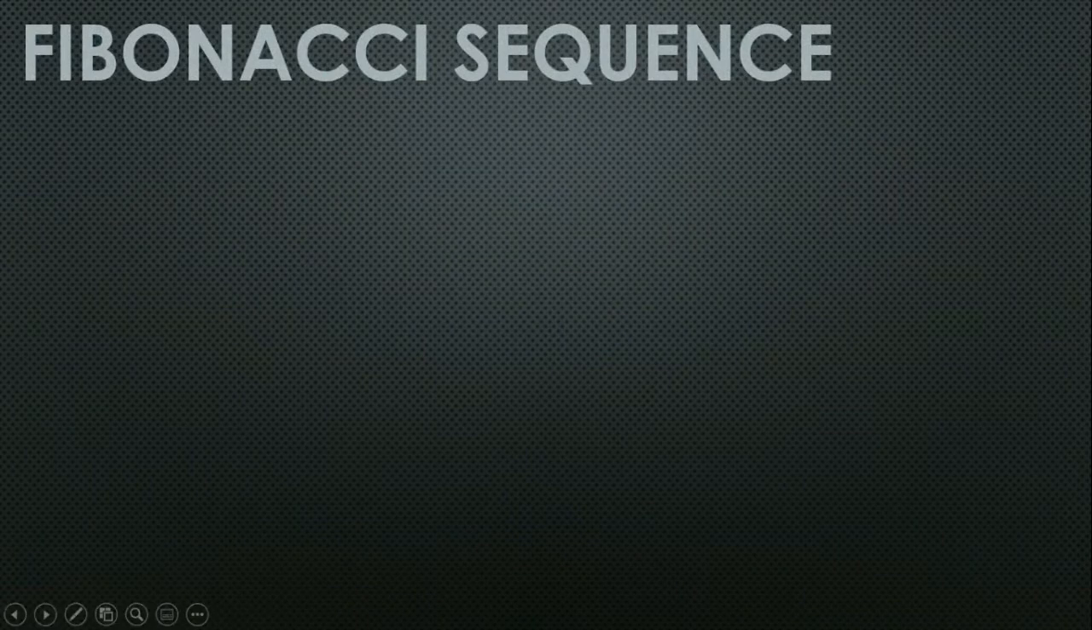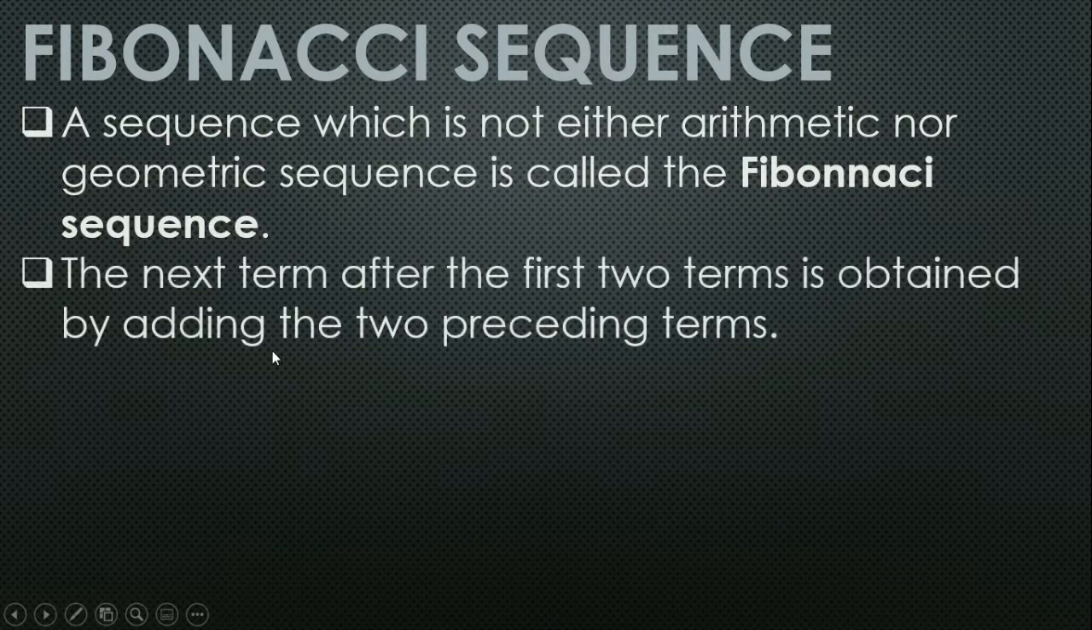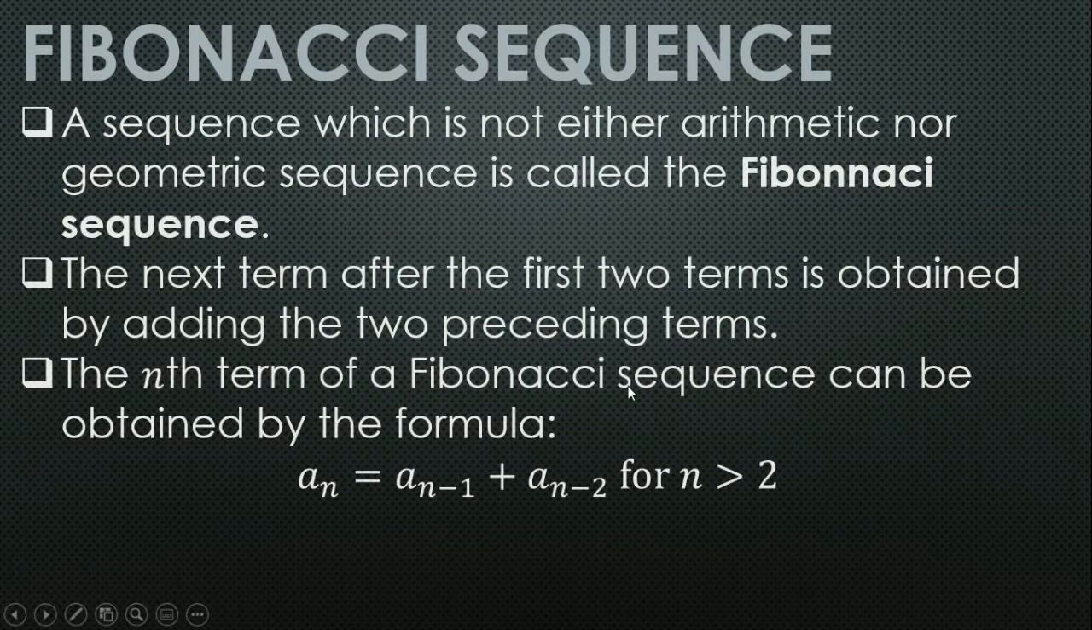Okay? For the Fibonacci sequence, a sequence which is not either arithmetic nor geometric sequence is called the Fibonacci sequence. The next term after the first two terms is obtained by adding the two preceding terms. So makukuha yung next na terms after doon sa naunang dalawang terms by adding the two preceding terms. The nth term of a Fibonacci sequence can be obtained by the formula a sub n is equal to a sub n minus 1 plus a sub n minus 2 for n which is greater than 2. Okay?